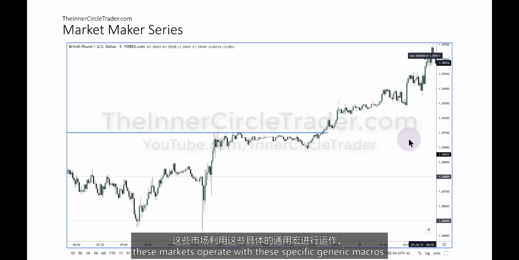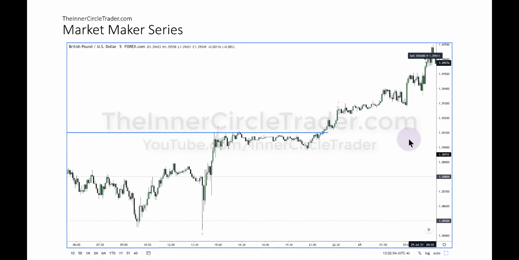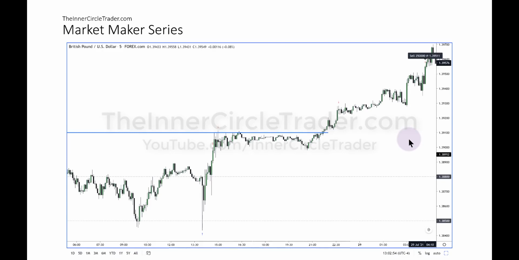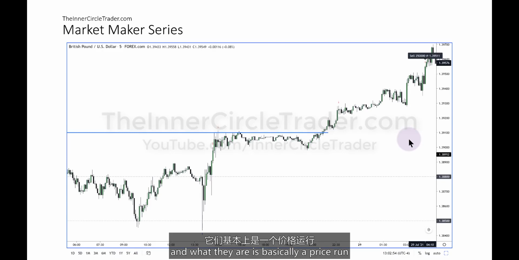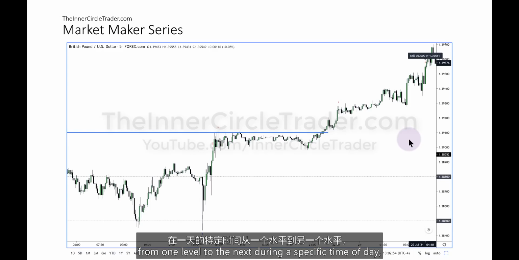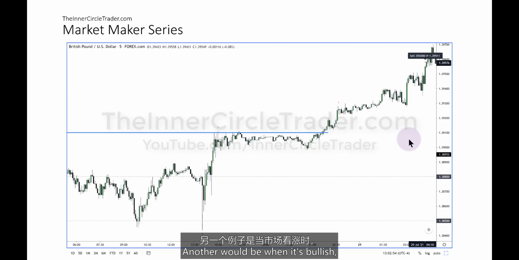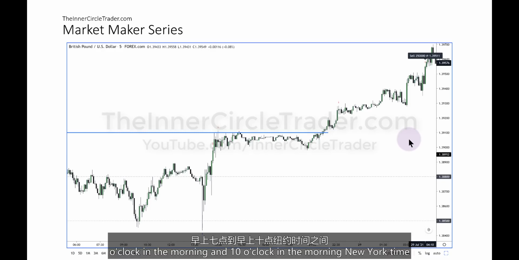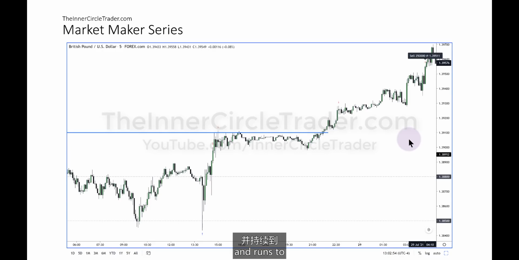These markets operate with these specific generic macros. A macro is a small little program that unfolds in an algorithm. What they are is basically a price run from one level to the next during a specific time of day. That's the easiest example I can give you. Another would be a bullish optimal trade entry that forms between 7 o'clock in the morning and 10 o'clock in the morning New York time, and runs to 10:30 in the morning.